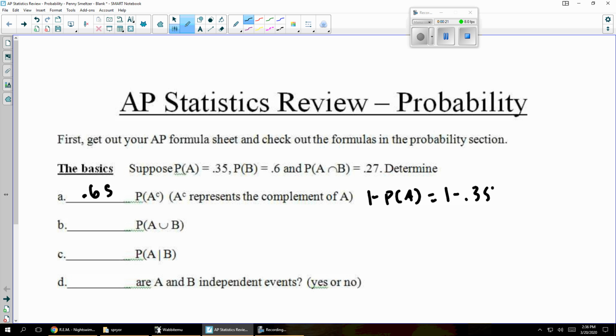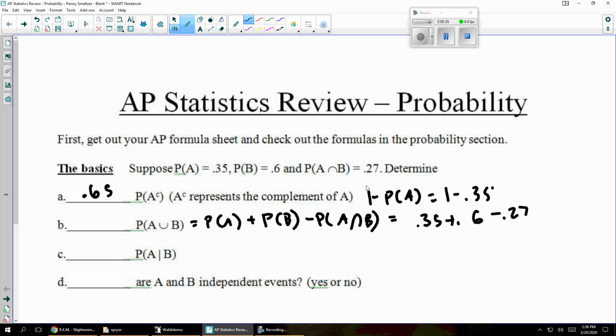The next one uses a different rule. It's the probability of A or B equals the probability of A plus the probability of B minus the probability of A and B. So in this case, that's 0.35 plus 0.6 minus 0.27. Stick that in your calculator, your spare brain, chicka chicka whir whir, 0.68.